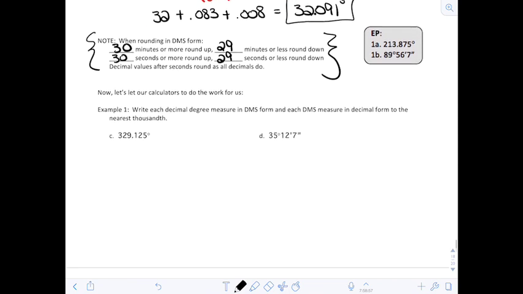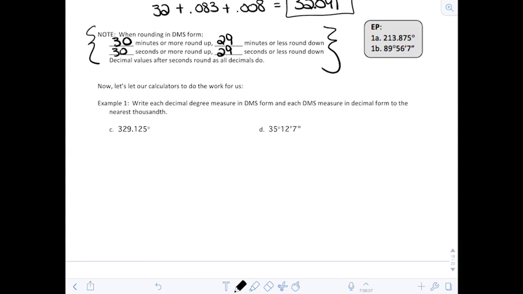Okay, so now as we do the work on the calculator, 329.125. So the first thing we want to do is type this into the calculator, 329.125. And I wish I had a calculator to show you as I do this, so I hope this works for you guys. If not, just kind of play it again and try again.